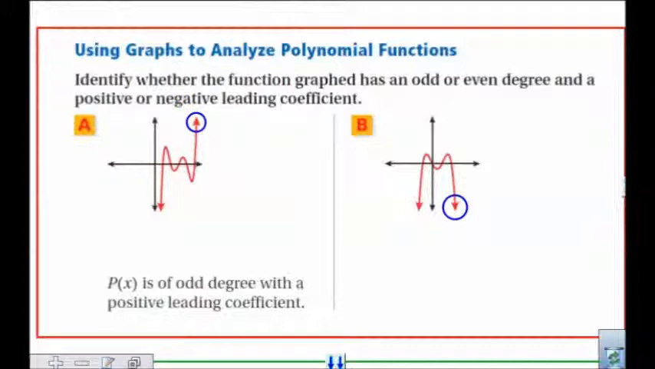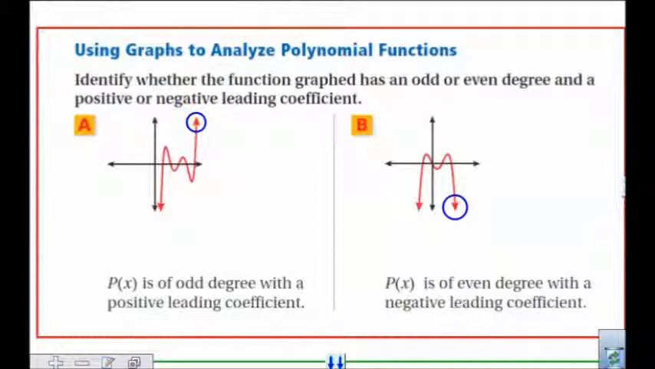Okay, so that's pretty much everything that we need to know here to handle this work. Happy math!